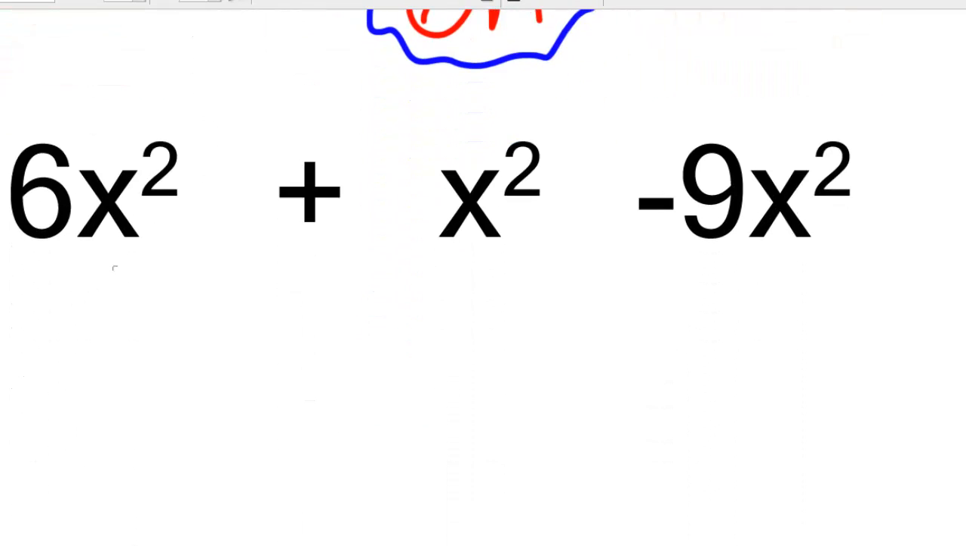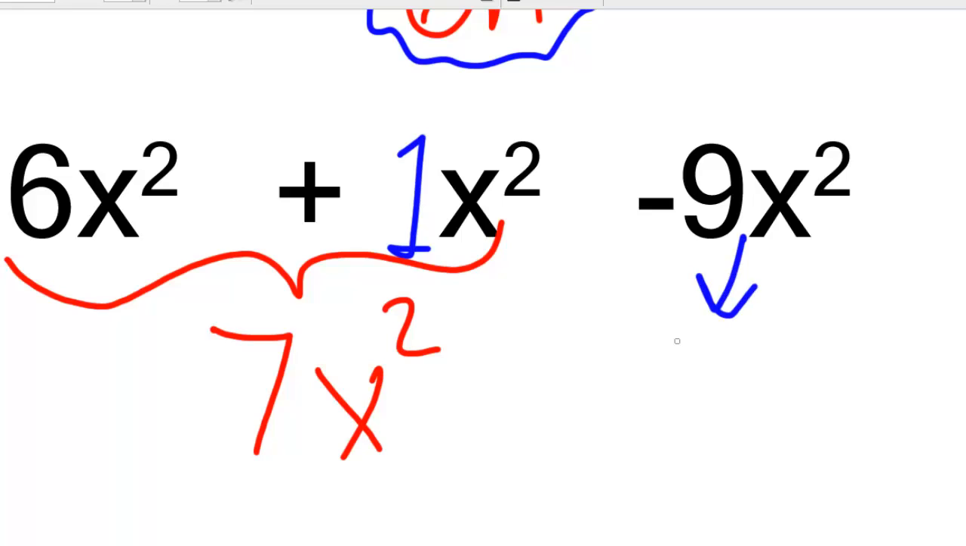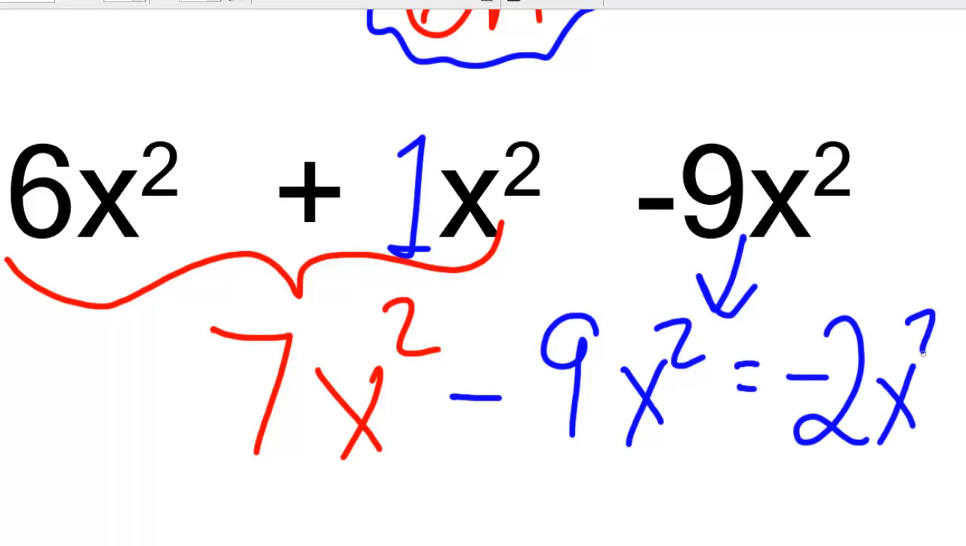Here we have 6x squared plus x squared plus 9x squared. All the variables are the same, right? X. We've got different coefficients, and we can add a 1 right there so we don't get confused, and the exponents are all the same. So I know that 6 plus 1 is 7, so this is going to be 7x squared, and now we're going to bring down -9x squared, minus 9, and when we do that, 7 minus 9 is going to give us -2, so the answer is -2x squared.